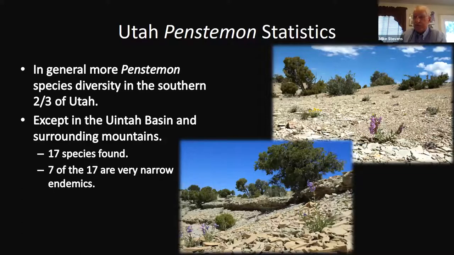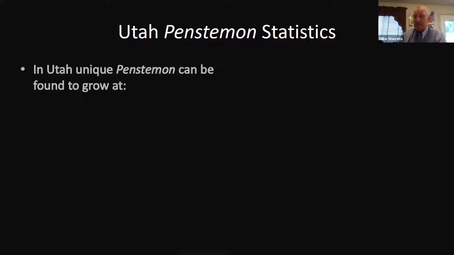Now, I have asked lots of questions as to why. There are 17 species found there in the Uinta Basin. Seven of those are extremely narrow endemics. Two of them are being argued back and forth and have been in the courts repeatedly, being looked at as an endangered species. You can find a lot of information about those two species out there as being potentially endangered.